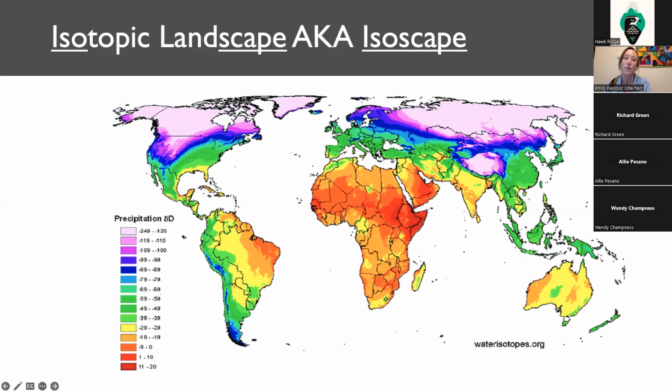So like I said before, there's going to be less of the heavy isotopes further north in the northern hemisphere and more of the light isotopes.